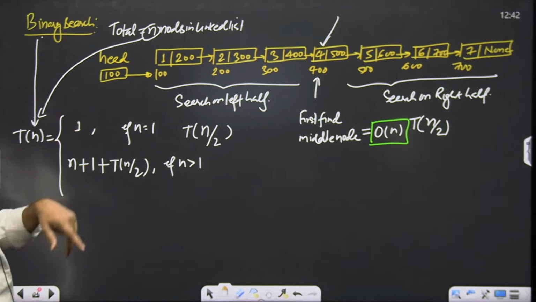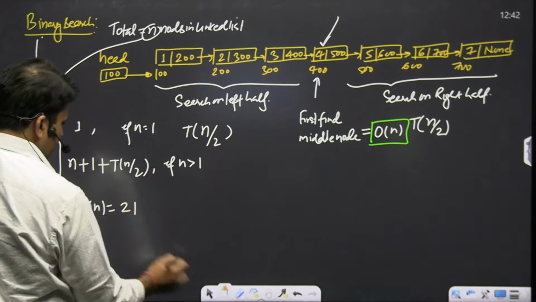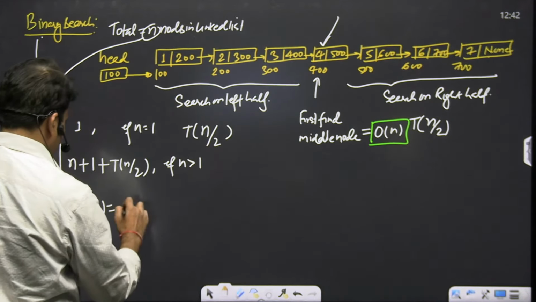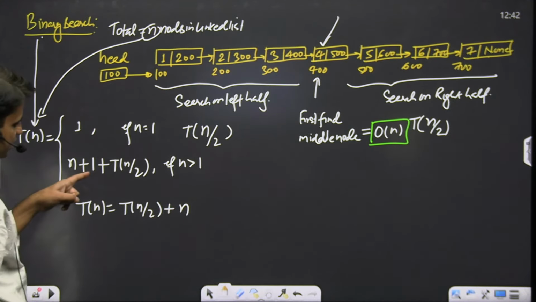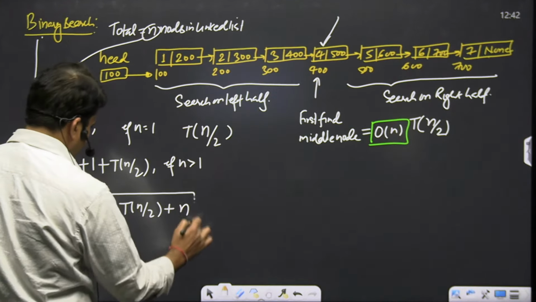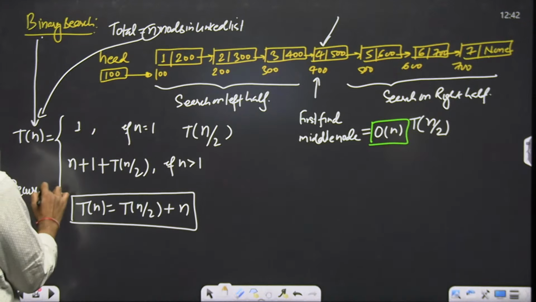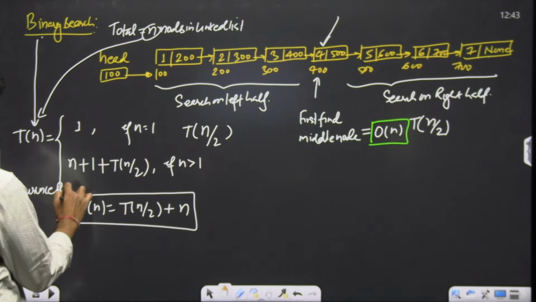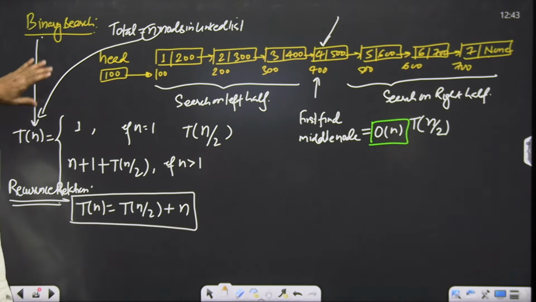Don't consider both. Okay, so T(n) equals T(n/2) plus n. The 1 is a constant, so for easy calculation, remove it. So this is the recurrence relation for binary search in a singly linked list, students.